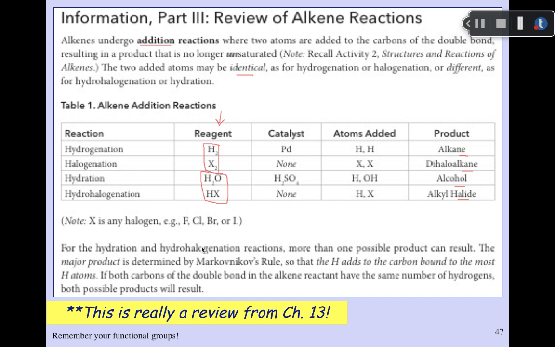Markovnikov's rule will be used when we're trying to decide where to put the hydrogen in the latter two examples, where there's hydrogen with a second atom or group being OH. So Markovnikov's rule tells us that the hydrogen is being added to the carbon bound to the most hydrogen atoms. You should recall this, I hope. All right.